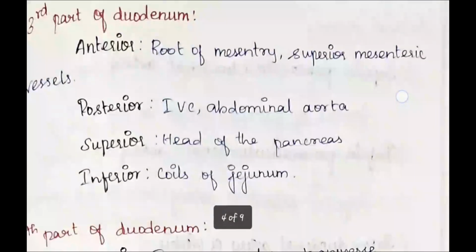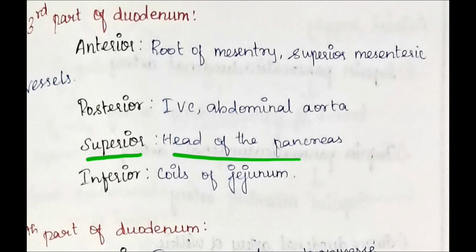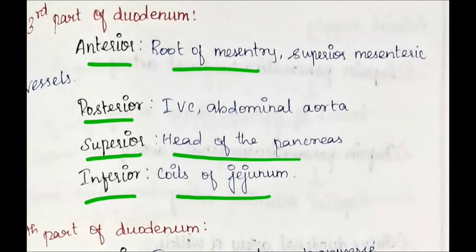Coming to the third part, as I said, superiorly we have the head of the pancreas. Inferiorly we have coils of the jejunum after the third part of the duodenum. Coming to the anterior and posterior relations, anteriorly we have the root of the mesentery. The mesentery arises from the anterior border of the third part of the duodenum. And the superior mesenteric vessels, in the third part, just cross over it.